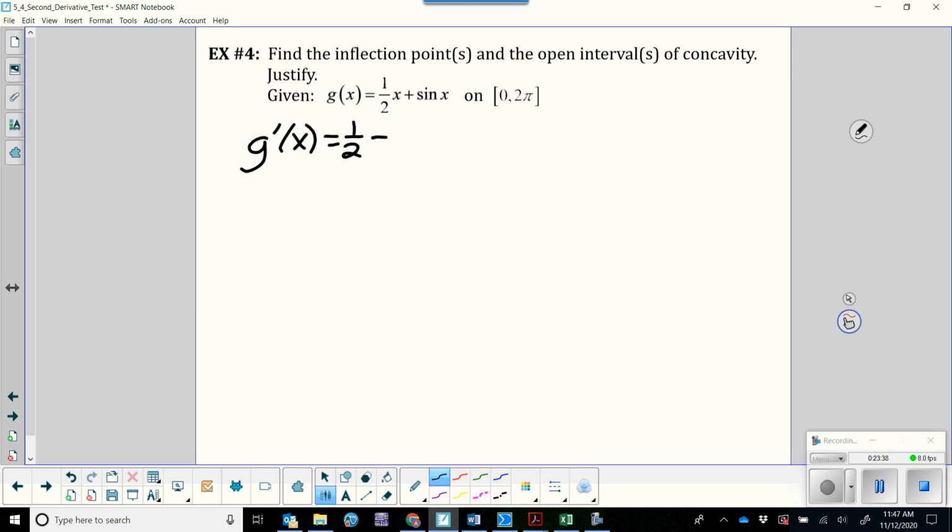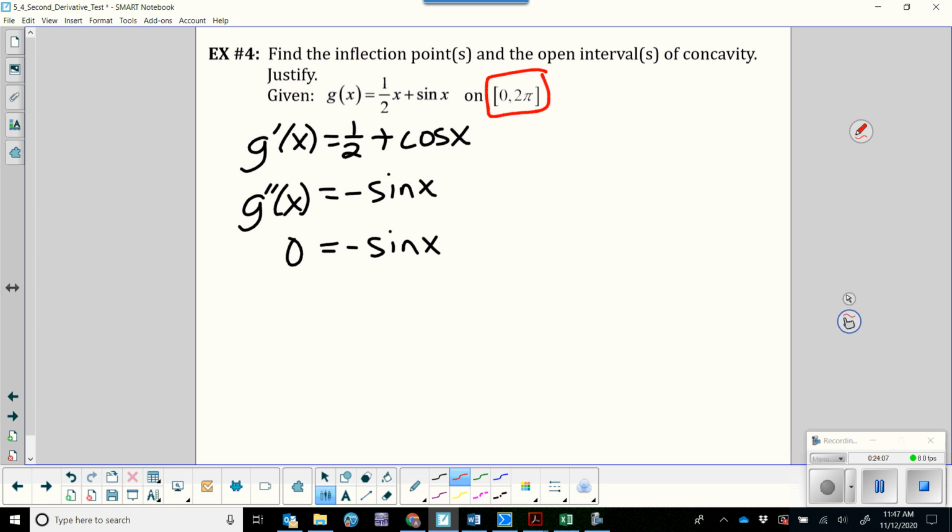It was 1/2, or I guess it was similar. I think it might have been 1/2 x minus. So anyway, this is 1/2 x plus cosine x. And then we find the second derivative. I don't really need the first derivative for anything because it didn't ask me about increasing, decreasing. So the second derivative is minus sine x. So again, we want to set the second derivative equal to 0. And give the answers. We've got to remember the answers are from 0 to 2 pi.